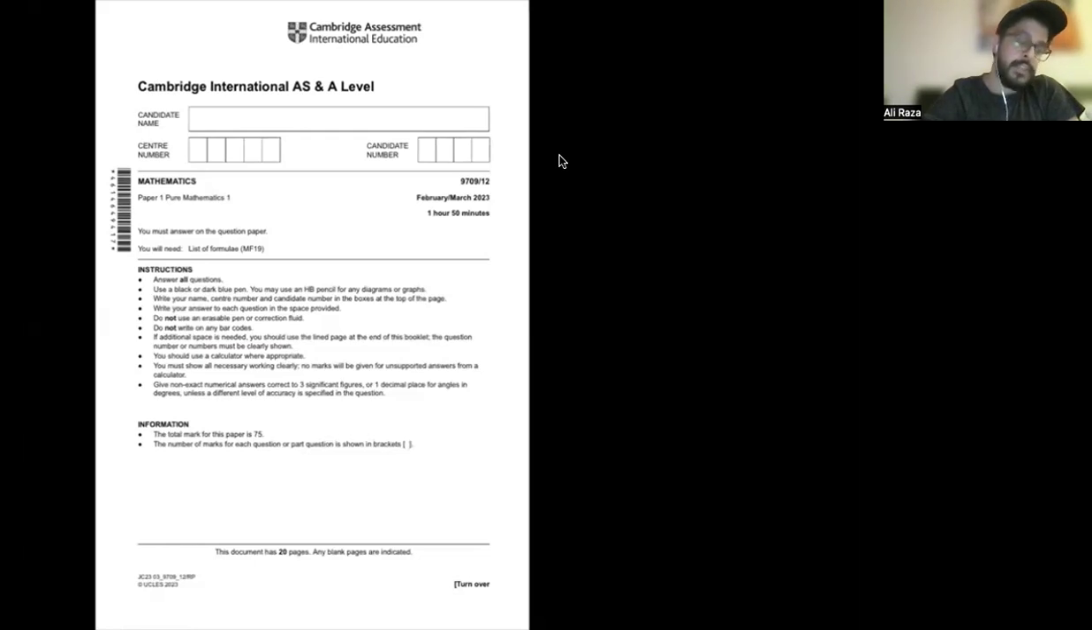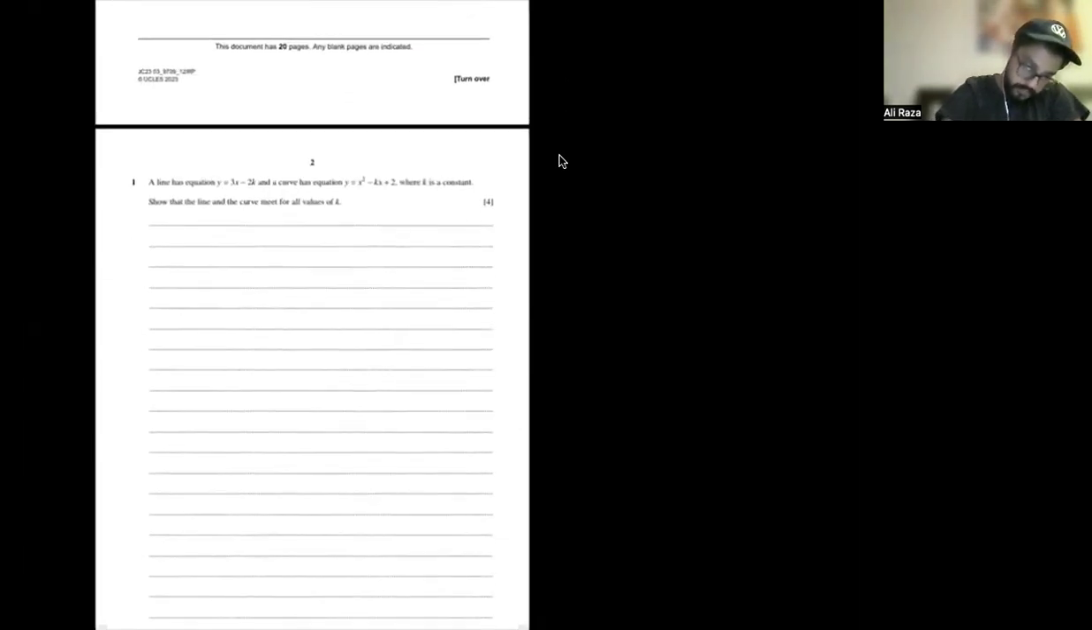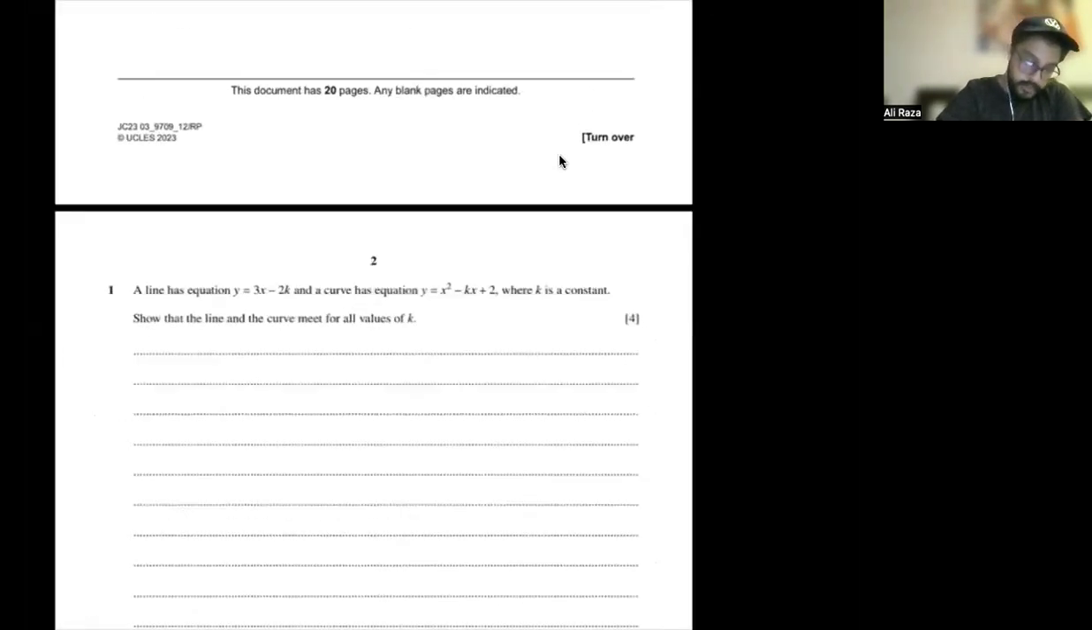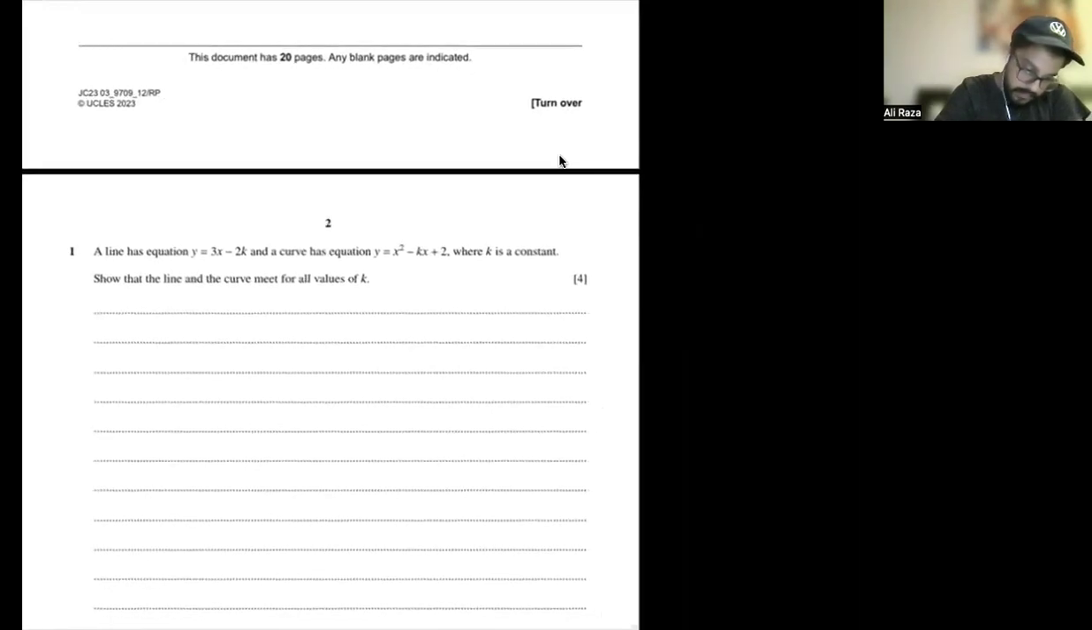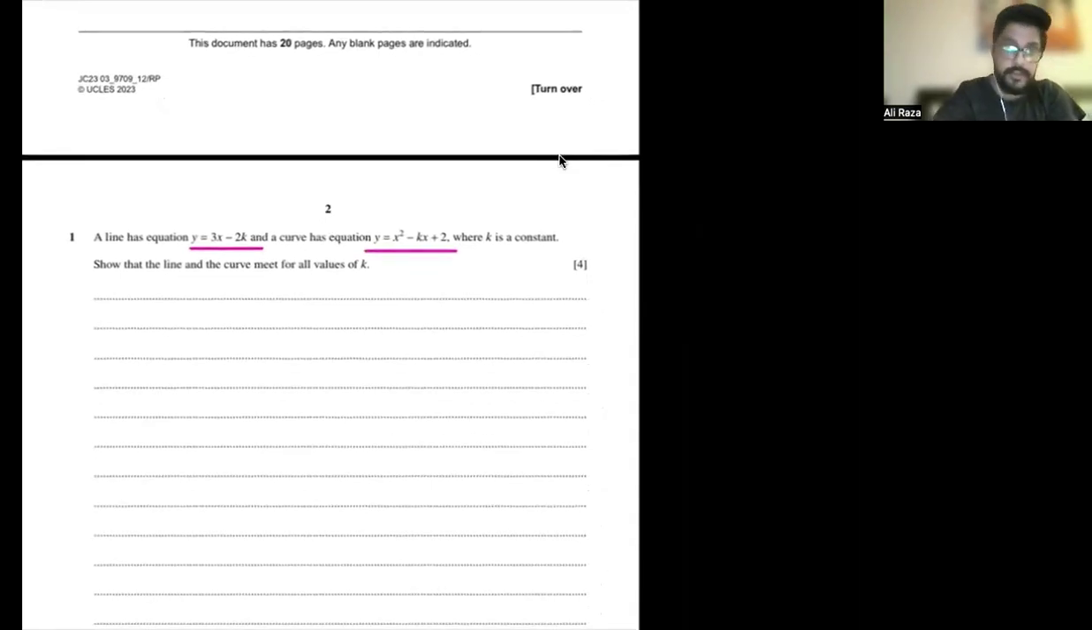Okay, so today we're solving AS Math paper 1-2 from the Feb-March 2023 session. Moving on to question 1. We have a line with equation y is equal to 3x minus 2k and a curve with the equation y is equal to x squared minus kx plus 2. We need to show that the line and the curve meet for all values of k.